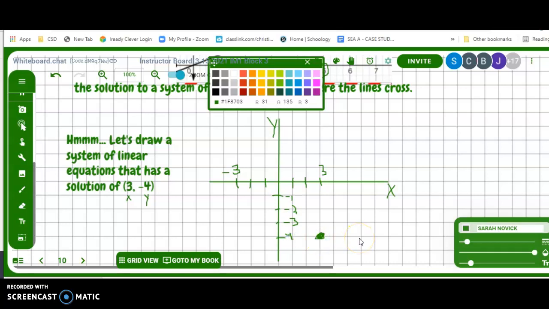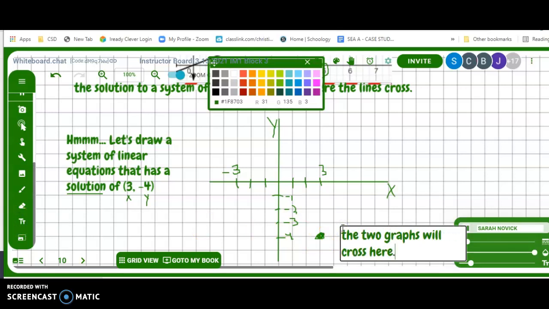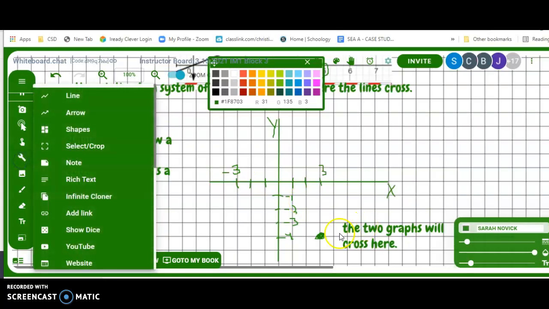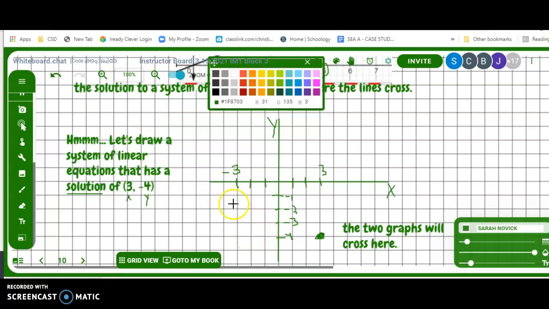Now, if this point is a solution point, the two graphs will cross here. If that's a solution, the two graphs will cross there. So we can draw any old lines that might cross at that. So let's say from here to here, and let's say our other line looks a little more vertical. Let's say it goes like this.